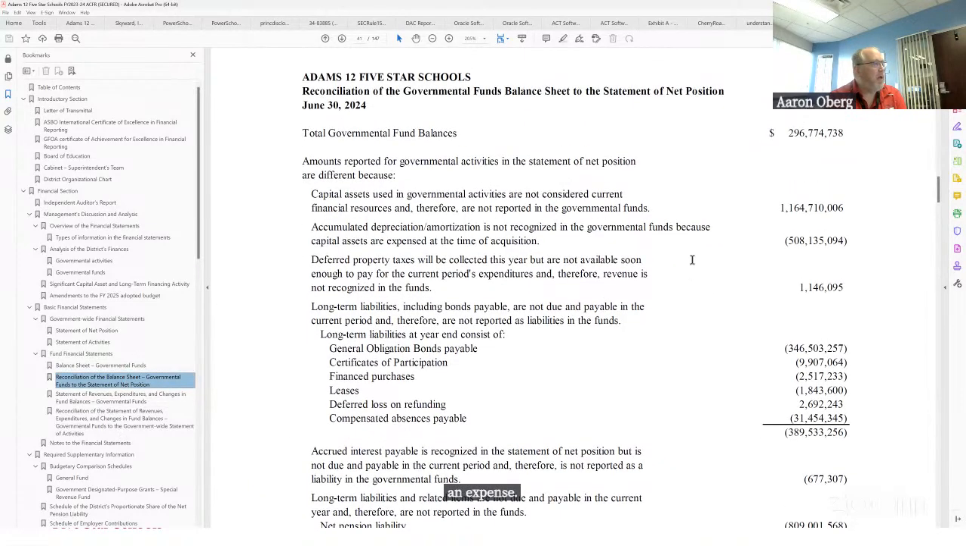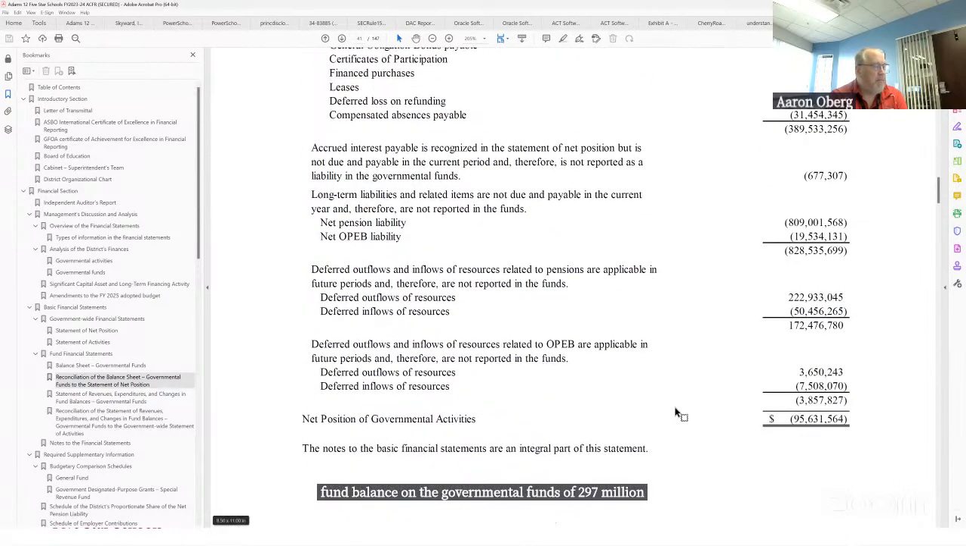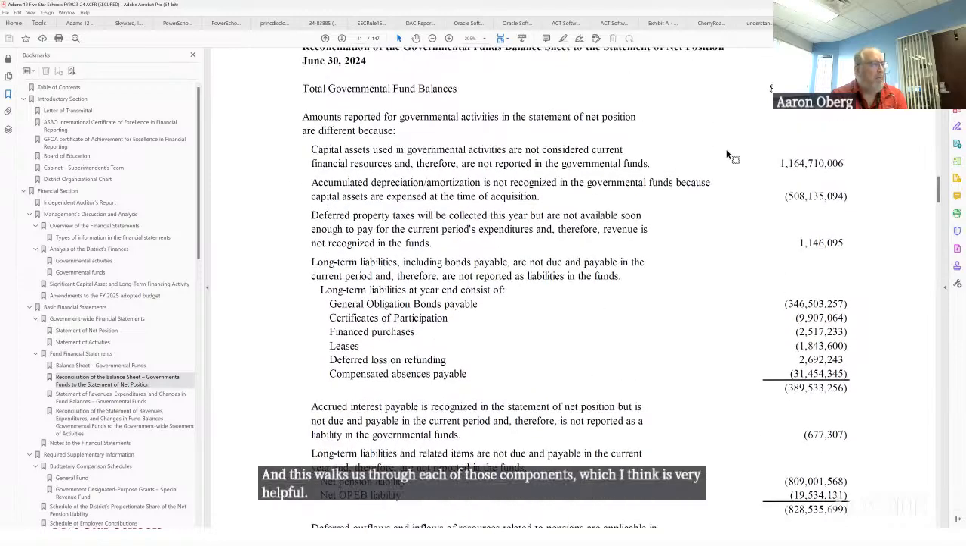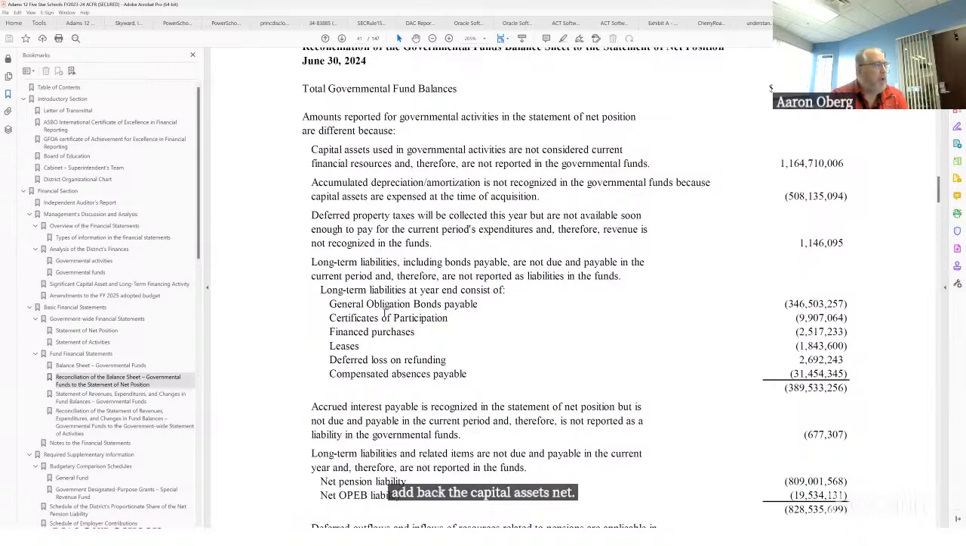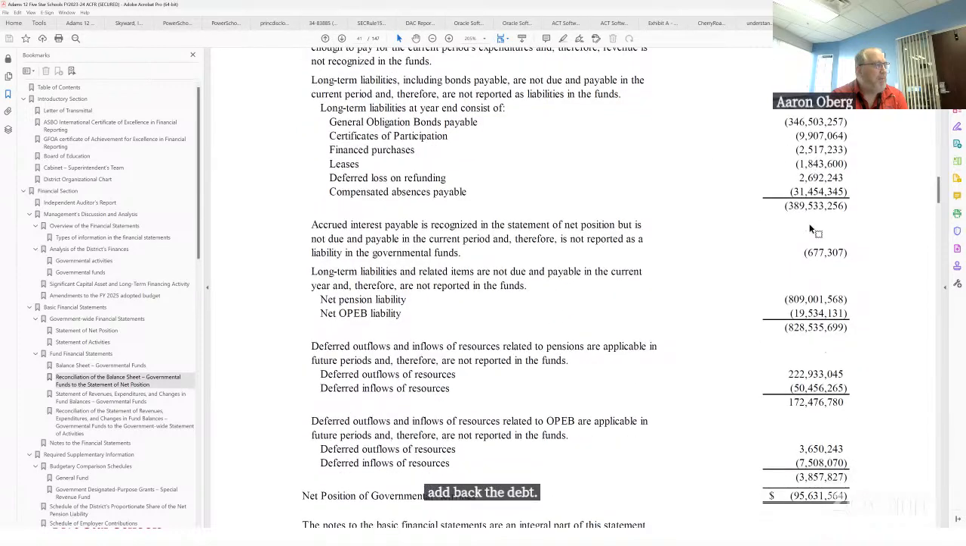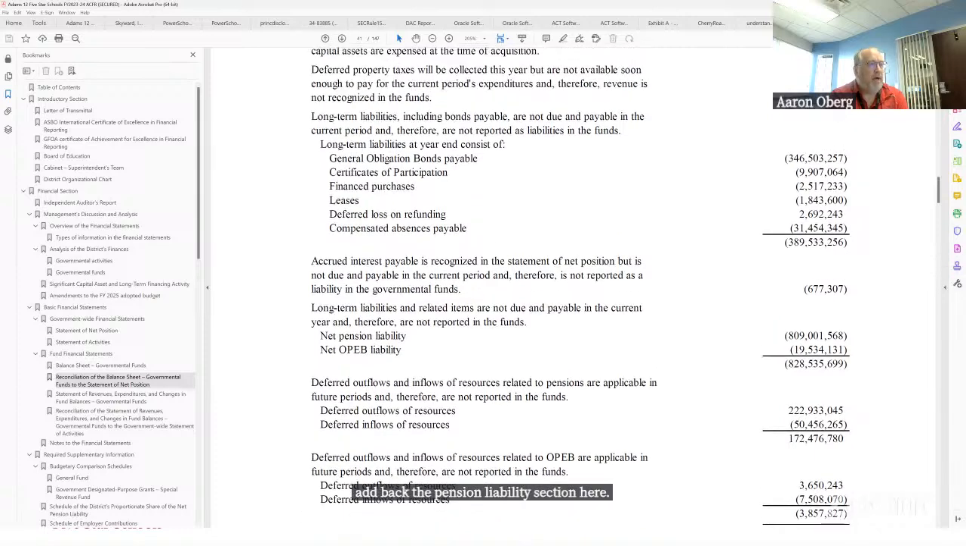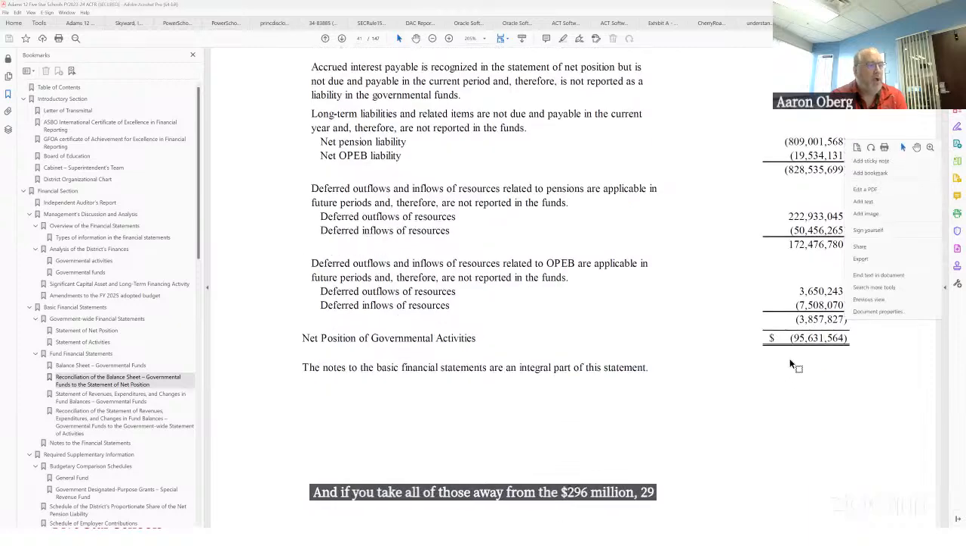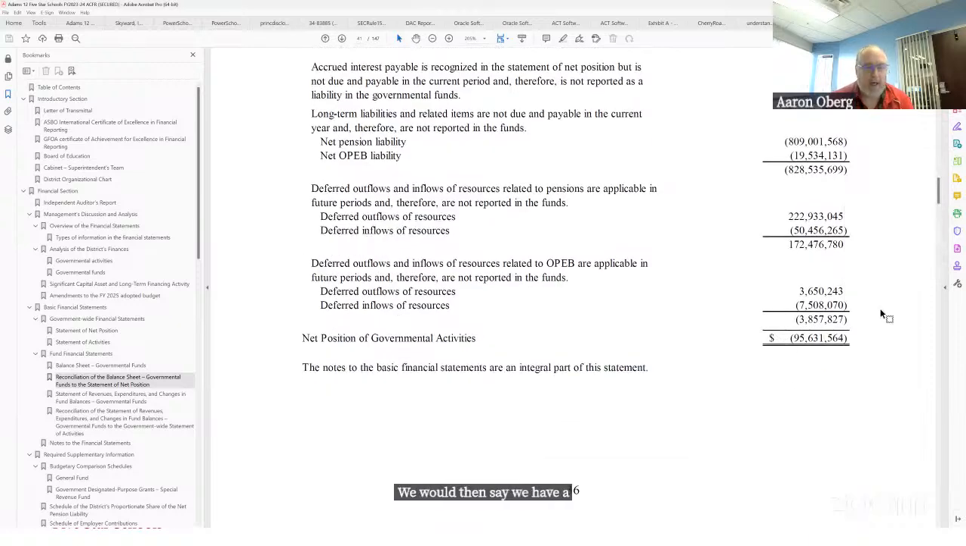What I think is good here is this is a good reconciliation between the difference between fund balance on the governmental funds of $297 million versus net position of a negative $95 million. And this walks us through each of those components, which I think is very helpful. Add back the capital assets, net, add back the debt, add back the pension liability section here. If you take all of those away from the $297 million fund balance, we would then say we have a negative net position of $95 million.